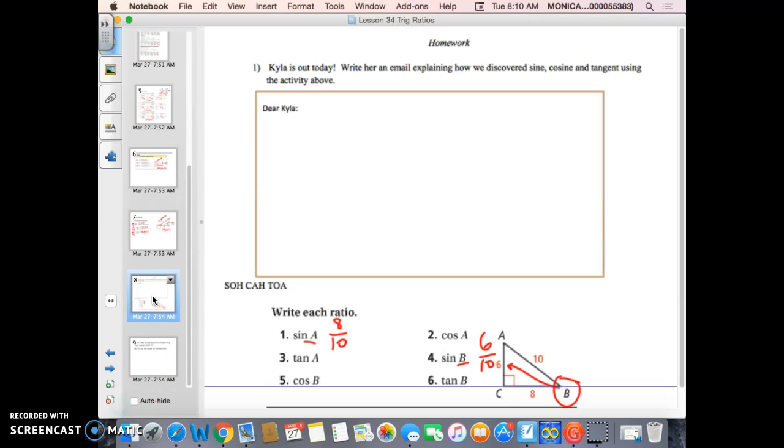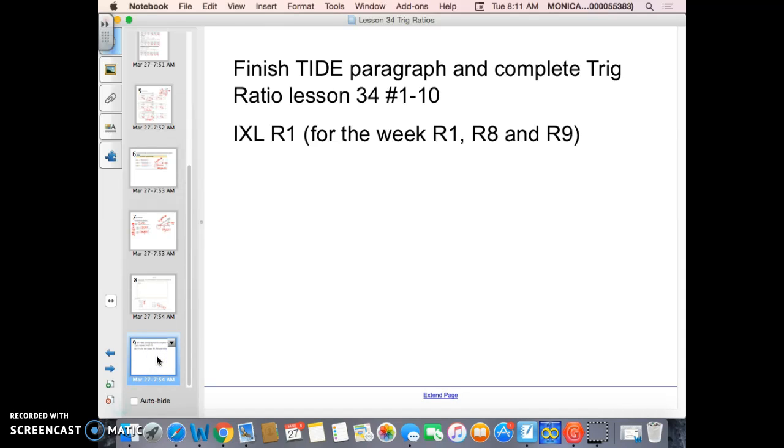Okay? So you are to finish this assignment. Then you have 10 problems called Trig Ratio Lesson 34, numbers 1 through 10. You need me to check that. I will check it and give you a grade on it. And then you may move on to IXL R1, where you can practice this skill even further. All right, good luck, you guys.